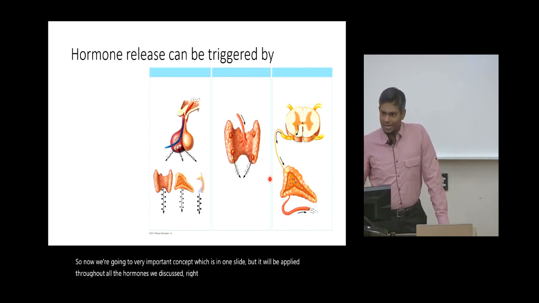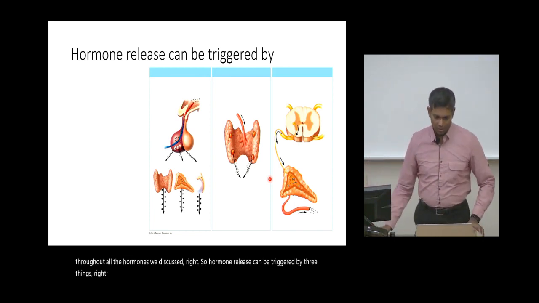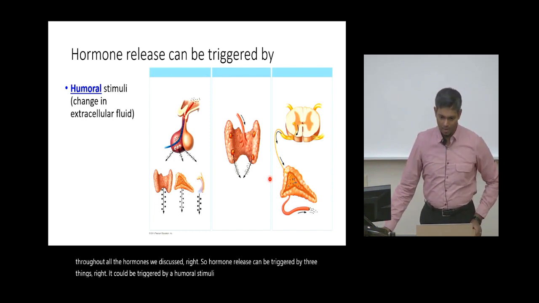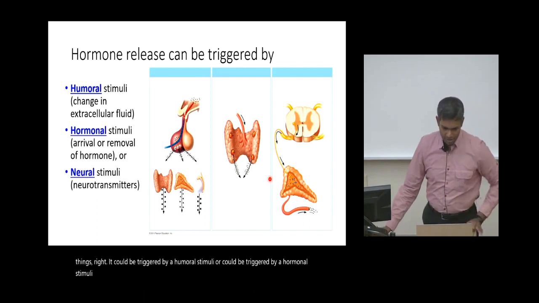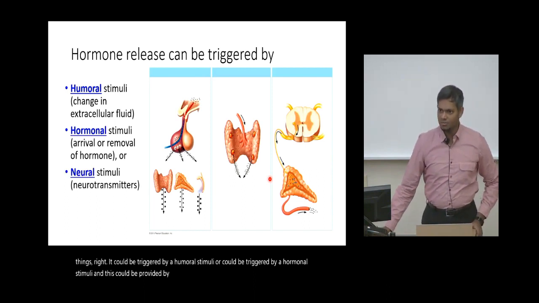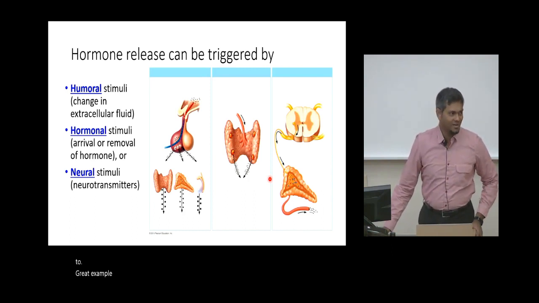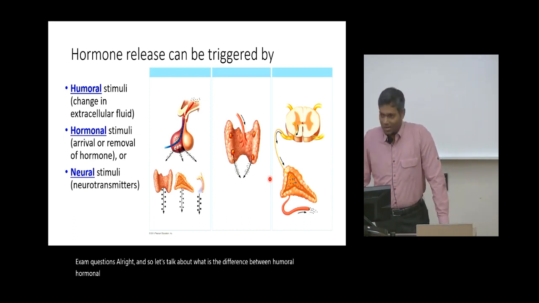So hormone release can be triggered by three things, right? It could be triggered by a humoral stimulus, a hormonal stimulus, or a neural stimulus. I like this slide a lot because it's very easy to write exam questions, alright? And so let's talk about the difference between humoral, hormonal, and neural stimuli.